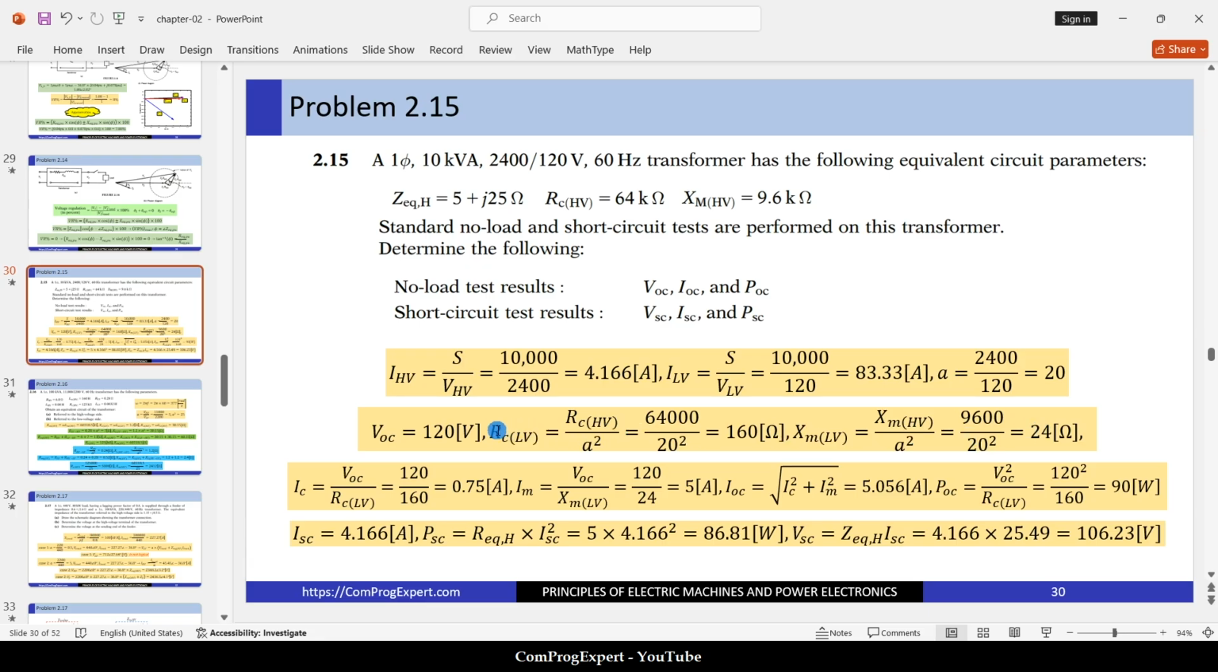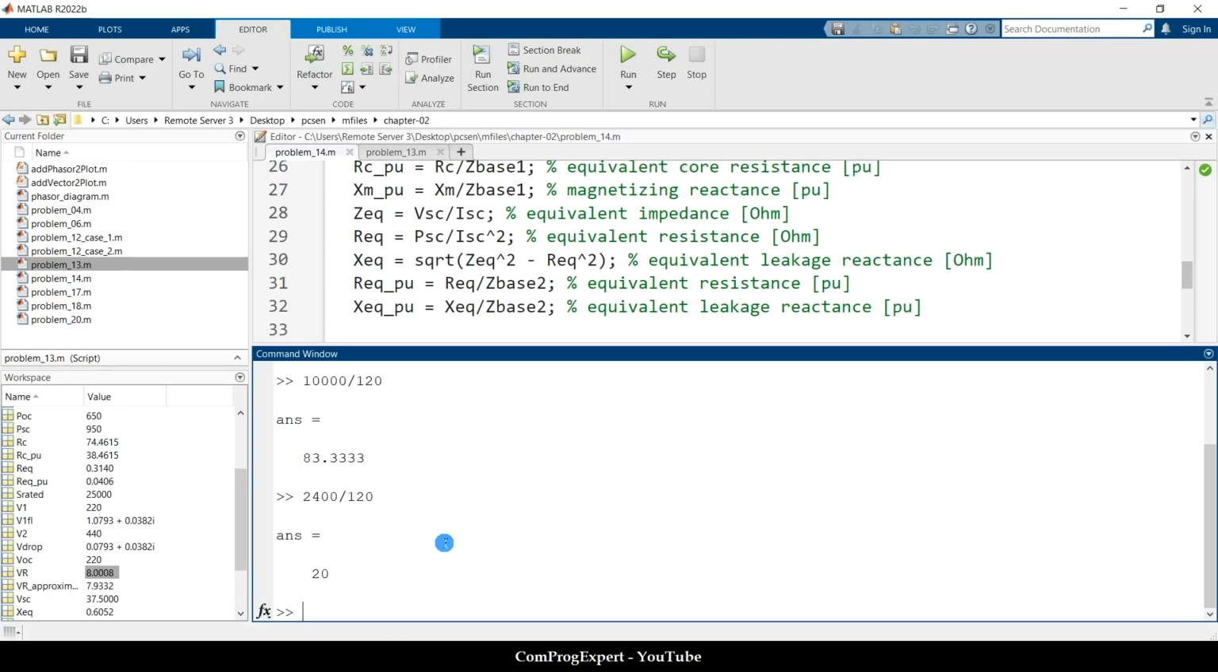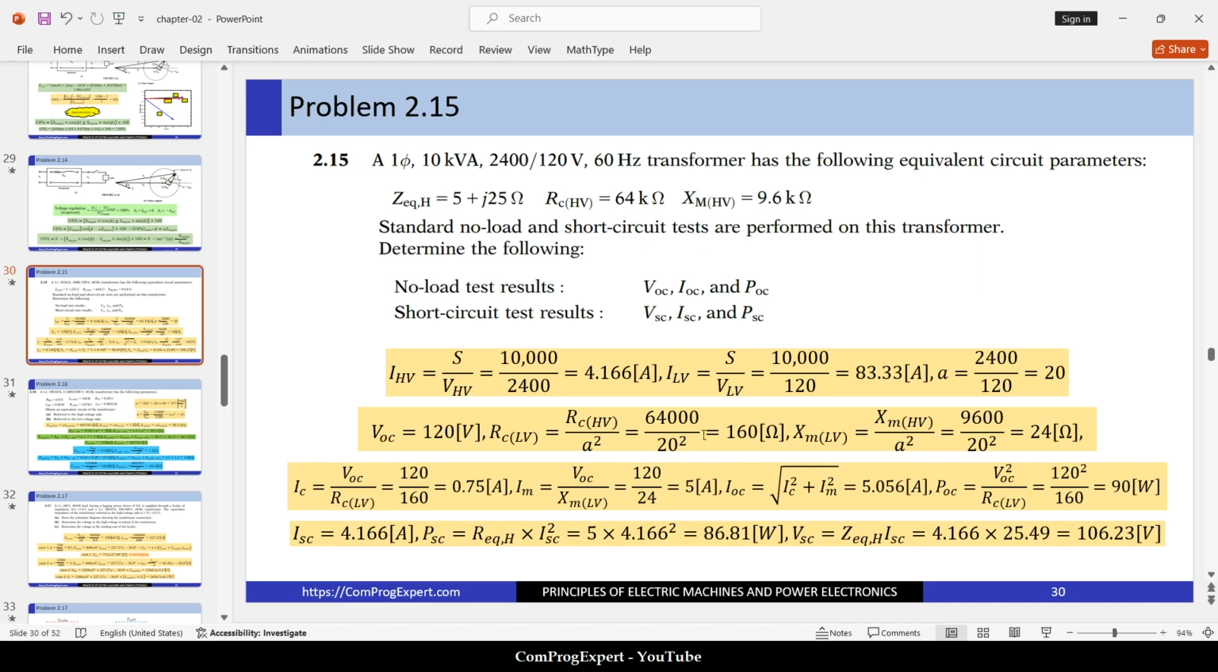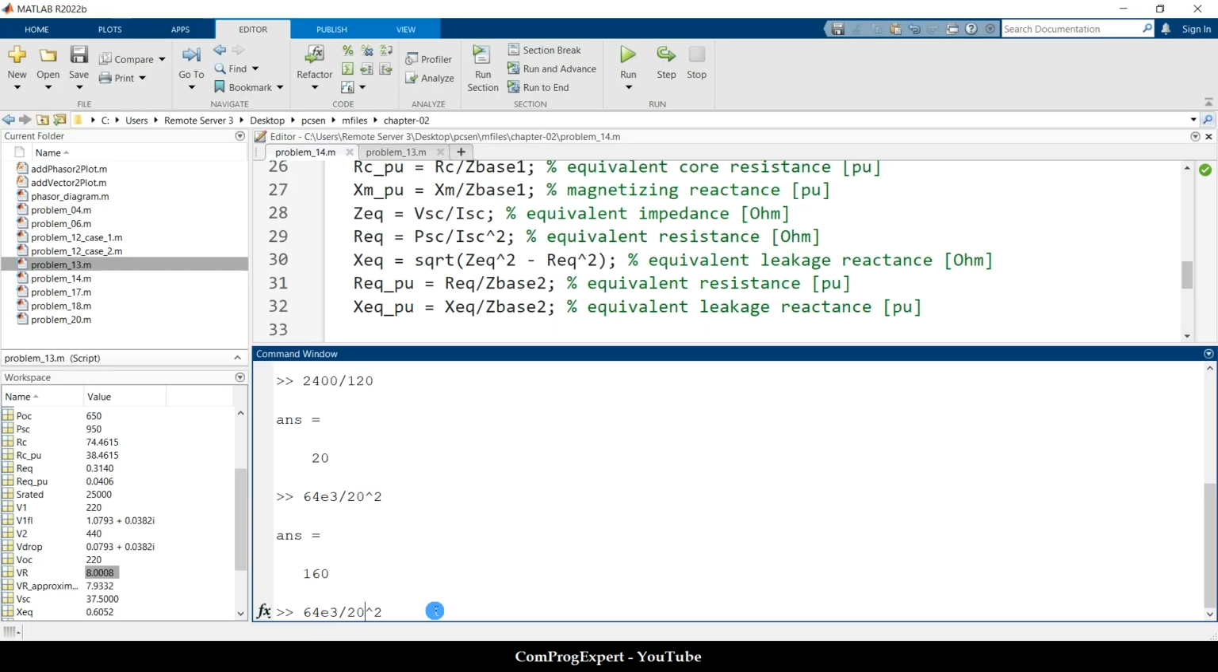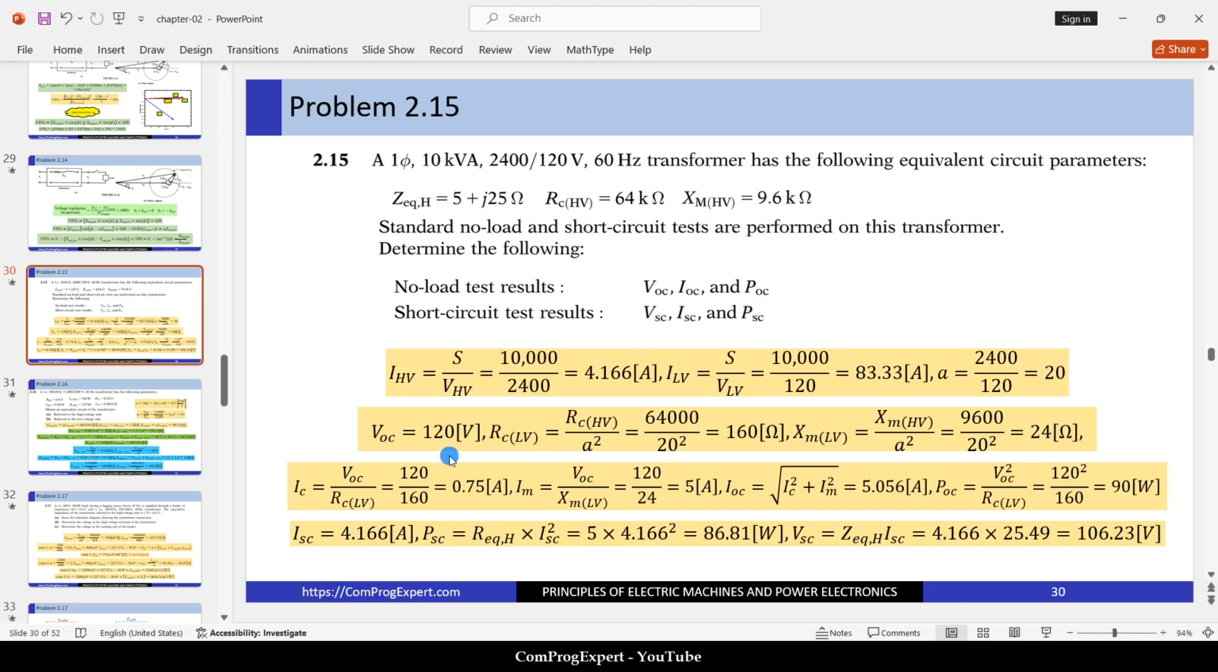What is the value of the Rc at the low voltage side? It is 64 E3 divided by 20 to the power 2, which is 160. And what is the value of the magnetizing reactance? It is equal to 9.6 E3 divided by 20 squared, that is equal to 24 ohm.